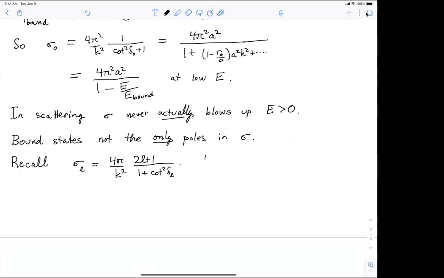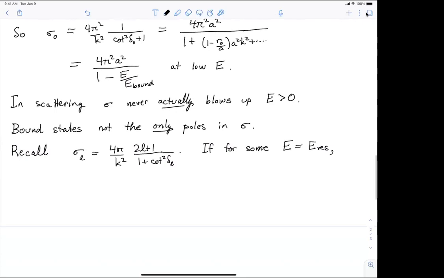Okay, and then if for some energy you find, so let's call that the resonant energy, because that's what it's going to be. Let's say you plug in that energy and you find out that the cotangent of delta L is as small as it can possibly be, which is 0 in magnitude. Then this partial cross-section will peak. It will be as big as it can possibly be, consistent with unitarity.